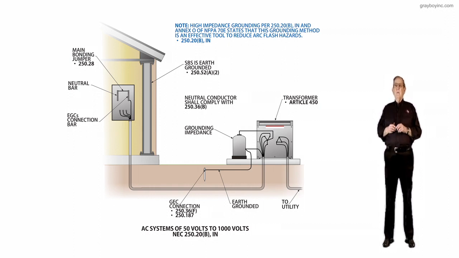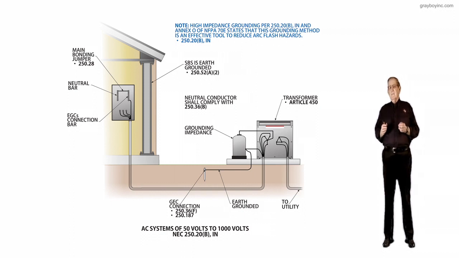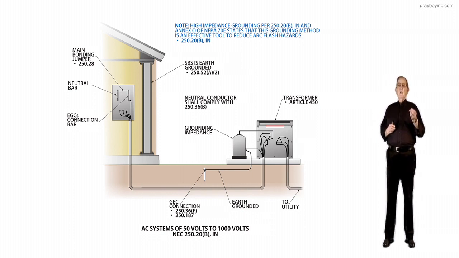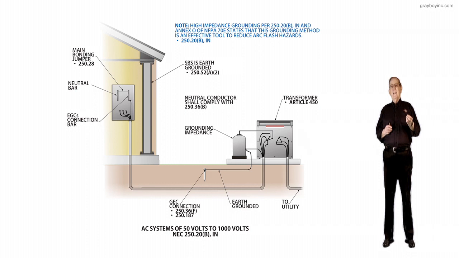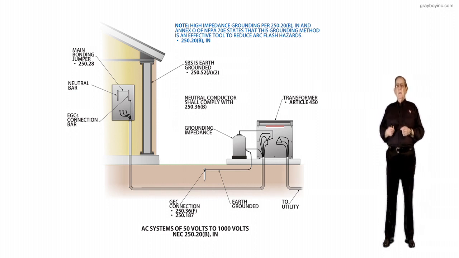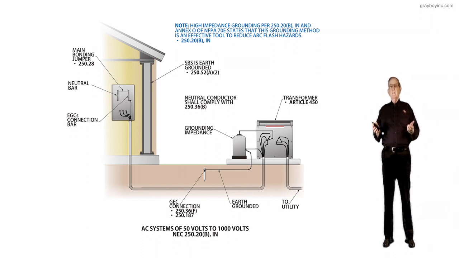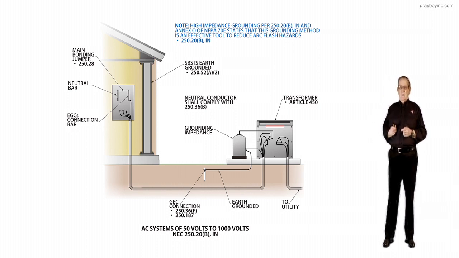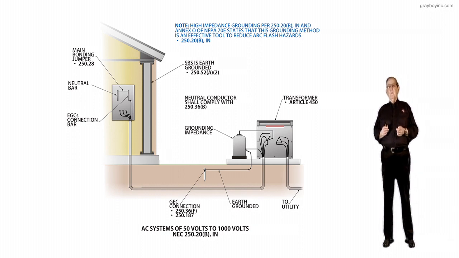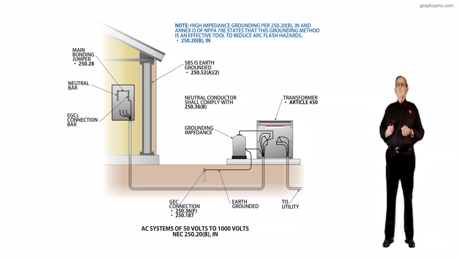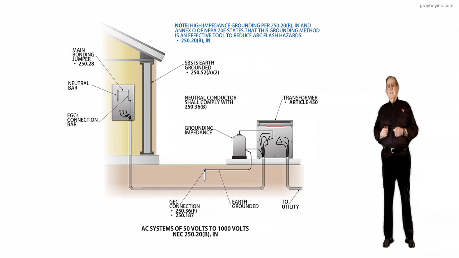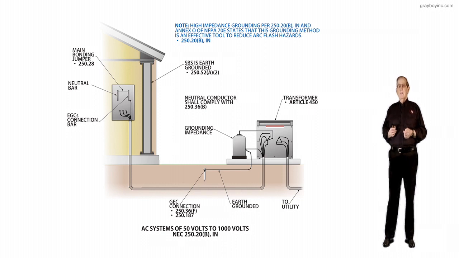Now, with that thought in mind, you have to select an electrode system. So 250.50 of the code says that if you have more than one electrode, you bond them together to create a grounding electrode system. 250.52 describes to the user of the NEC what could be used as a grounding electrode. 250.53 is usually what the electrician uses to install the grounding electrode system. So keep those six sections in mind when you start grounding.